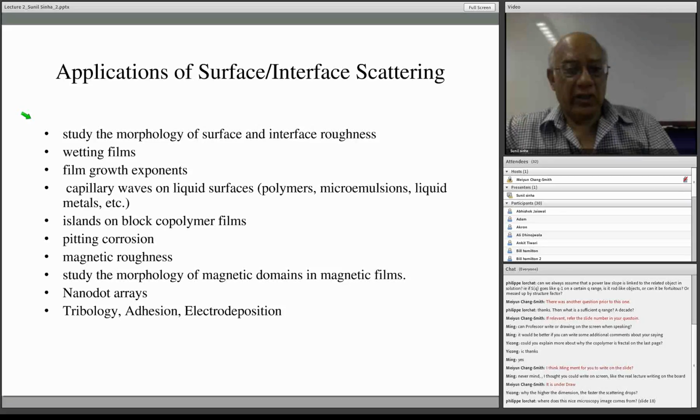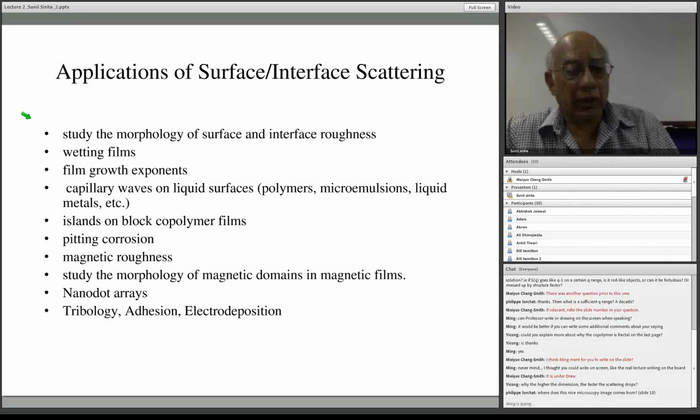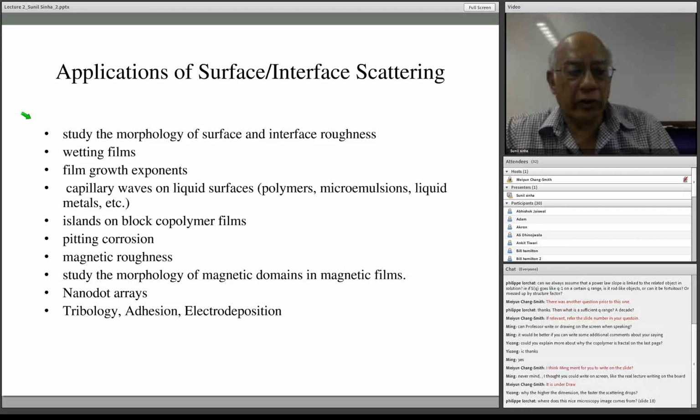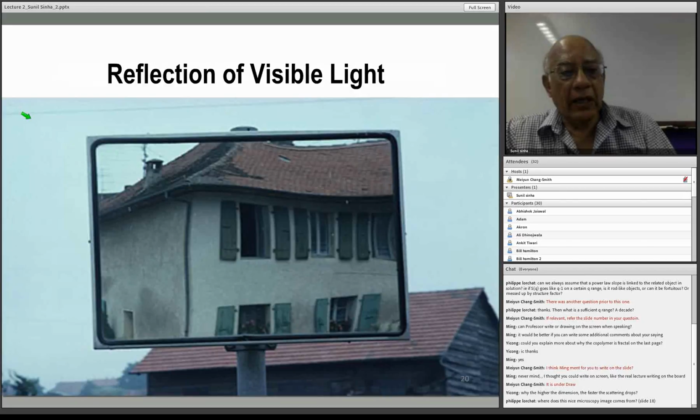I've just listed some of them: wetting films, film growth exponents, capillary waves, fluctuations on liquid surfaces, or complex fluids, polymers, microemulsions, liquid metals even, islands on block copolymer films, pitting and corrosion on surfaces. Magnetism, you can study magnetic roughness, the morphology of magnetic domains in magnetic films. You can study nanodot arrays, adhesion, electrodeposition, tribology, and so on. So it has many applications. And so let's talk about reflectivity.